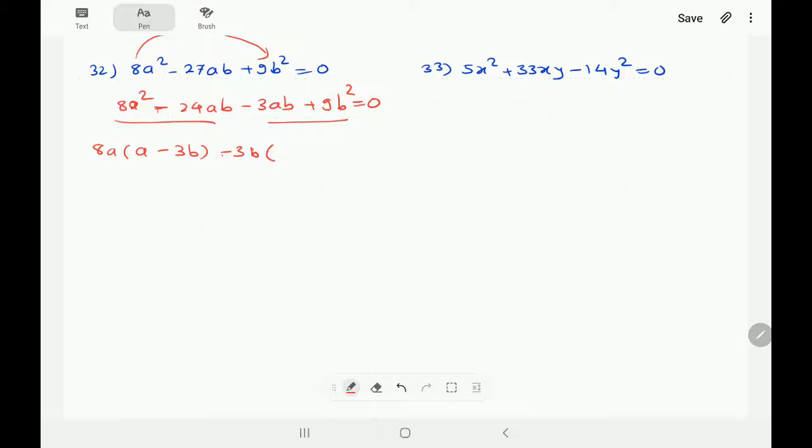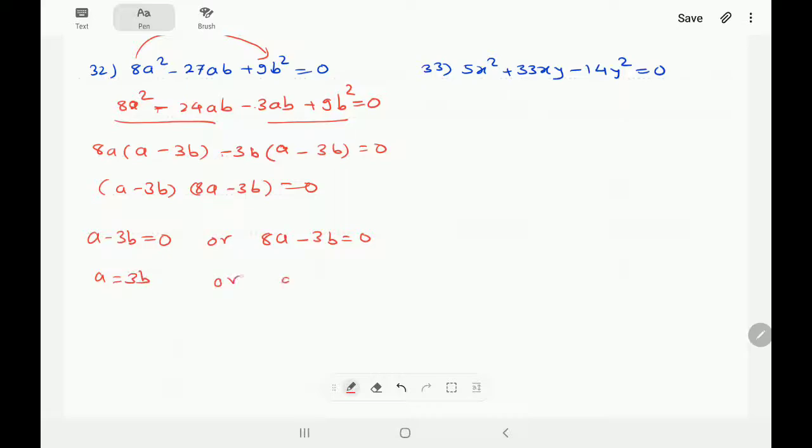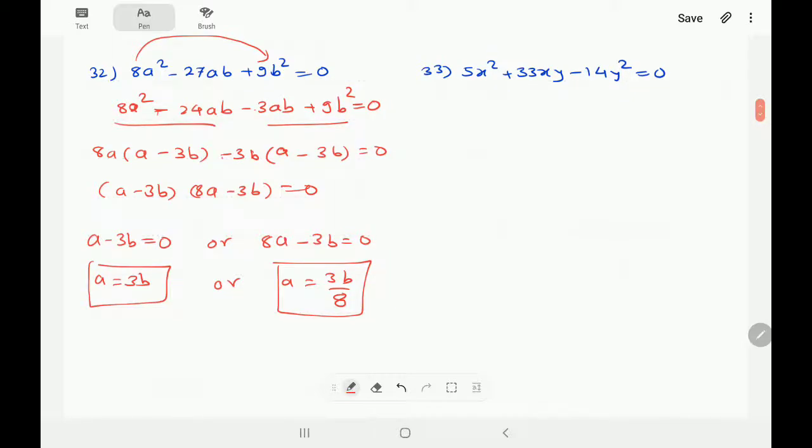Now that's quite interesting in this category of question. 3b common, so what is left? a, 3, and b is gone, a minus sign is out, 3b is equals to 0. So I get a minus 3b into 8a minus 3b is equals to 0. Hope you got it. So what do I get here? a minus 3b is equals to 0 or 8a minus 3b is equals to 0. So I get a is equals to 3b or a is equals to 3b upon 8. And that's the answer. You don't have to bother for such a weird answer. It's fine. It's all fine. Clear?